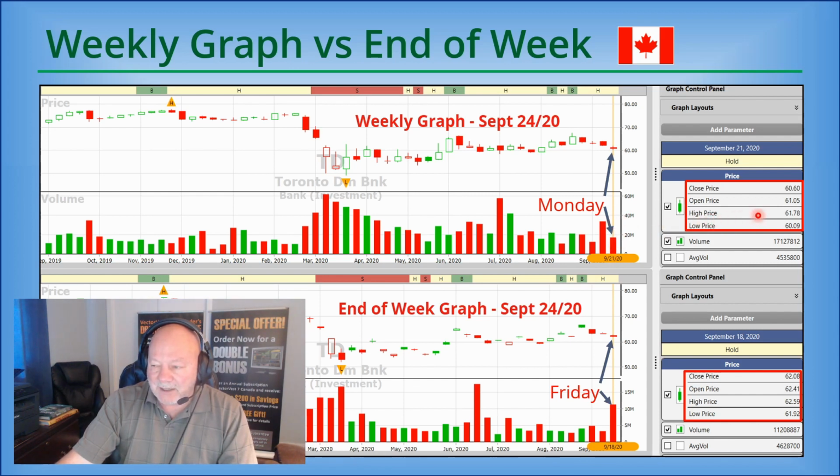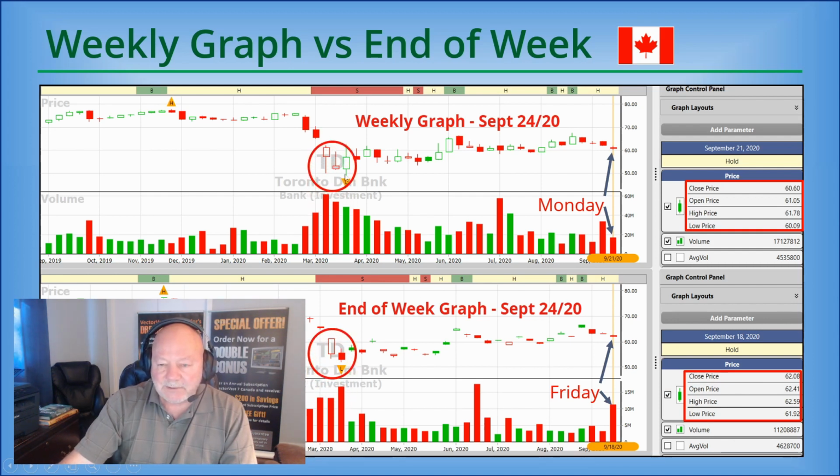And then we have the highest price achieved during the week and the lowest price that came along during the week. So very different again than the end of week candle, where we have the open, high, low, close of the Friday as our data points. And it makes quite a difference, and you can see it in the candlesticks how full they are, how well developed they are in the weekly graph compared to the end of week.